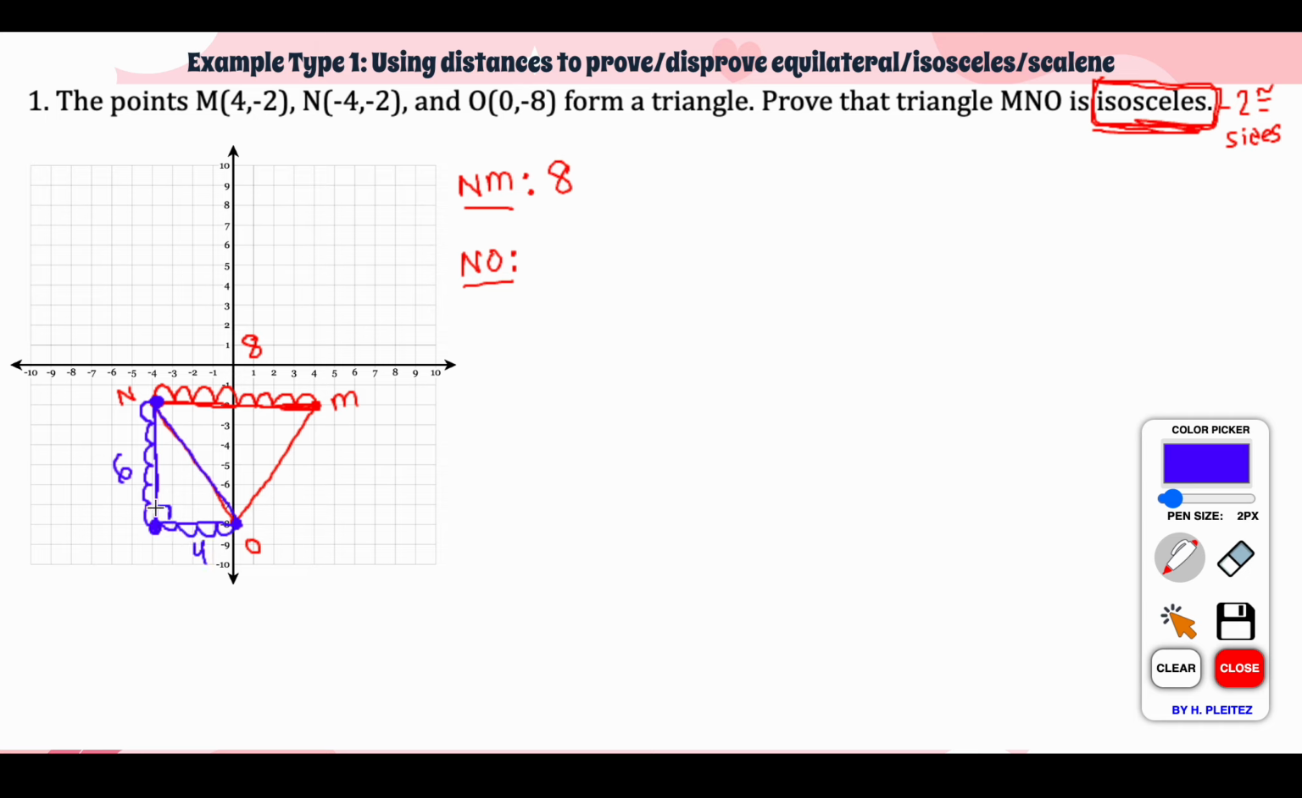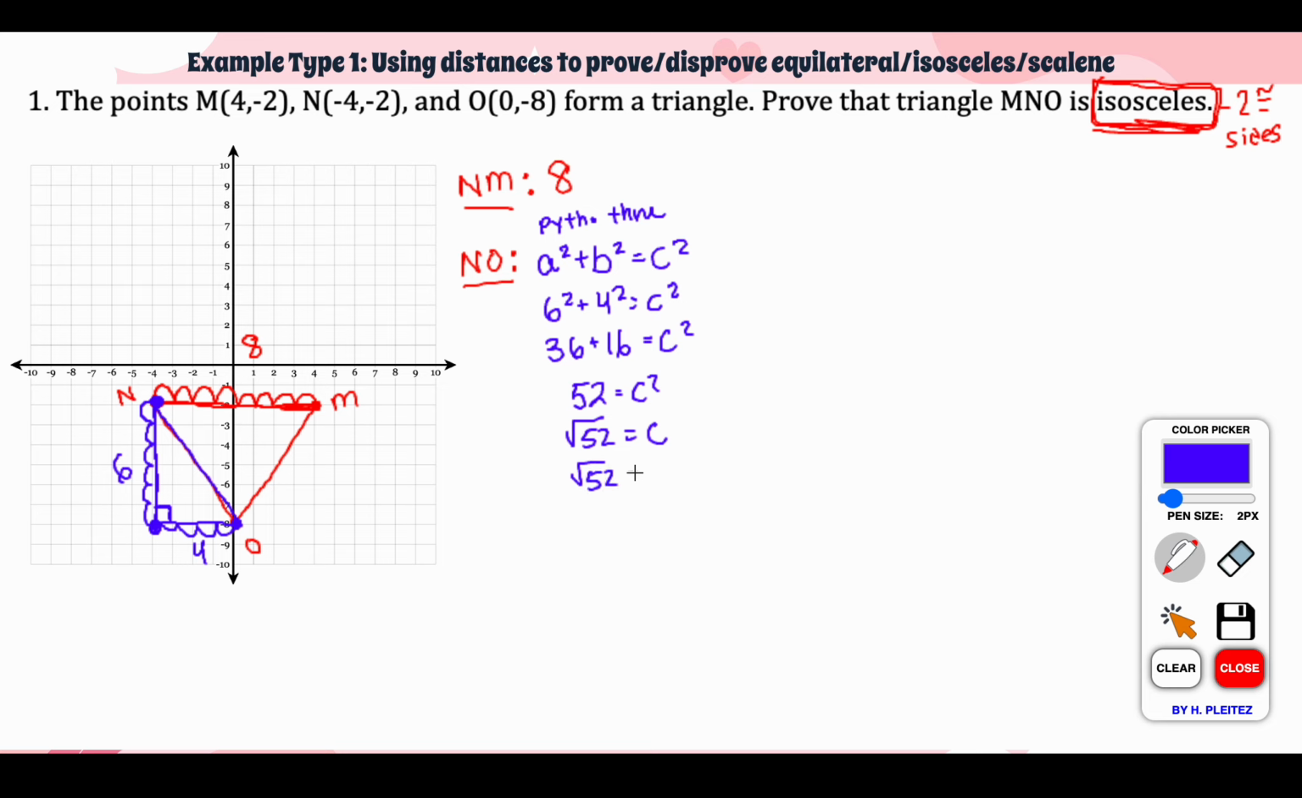Cool. Now we have a right triangle. In our right triangle, we have side lengths of 6 and 4, and we are going to look for our hypotenuse. So we have a squared plus b squared equals c squared. Again, this is the Pythagorean theorem method. We have 6 squared plus 4 squared equals c squared. So we get 36 plus 16 equals c squared. We'll get 52 equals c squared. So the length of NO is radical 52. So radical 52 equals NO. And I'll fill that in on my diagram too.